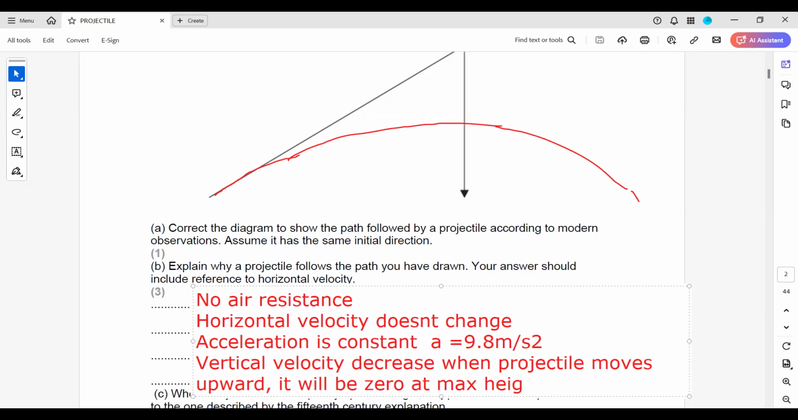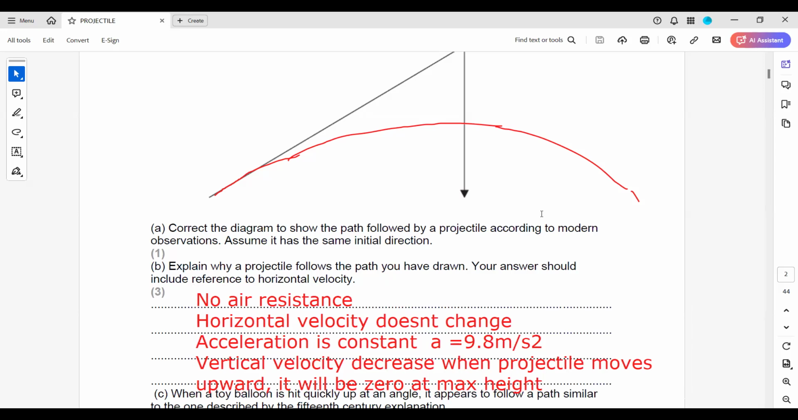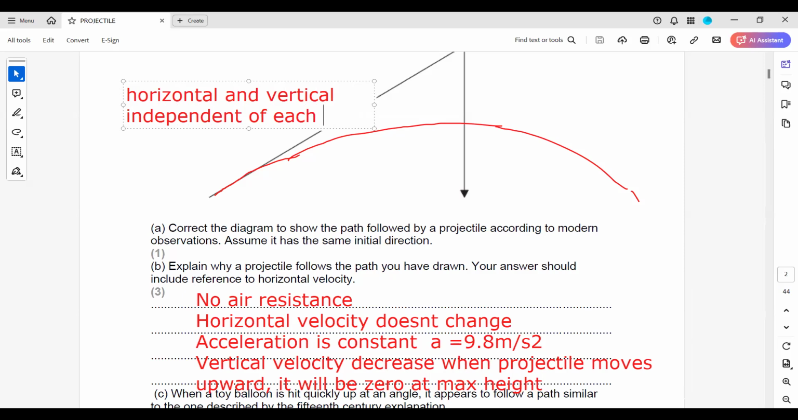And a very important point: whenever you relate to projectile motion, the important statement you will always mention is that the horizontal and the vertical velocities are independent of each other. Horizontal and vertical velocities do not depend on each other, so that's always the case.